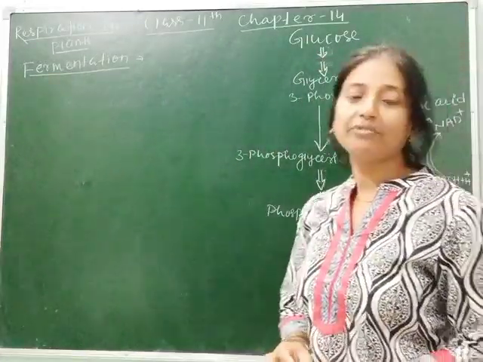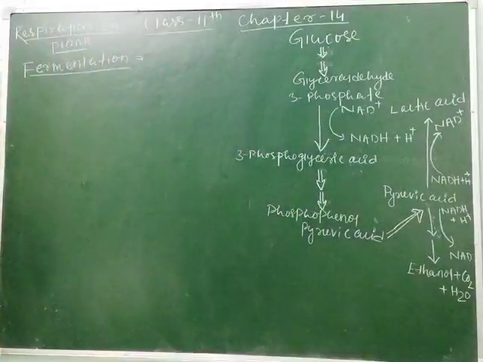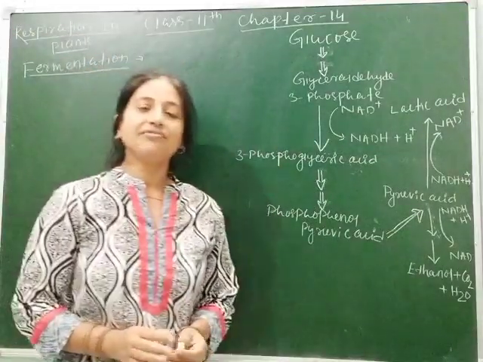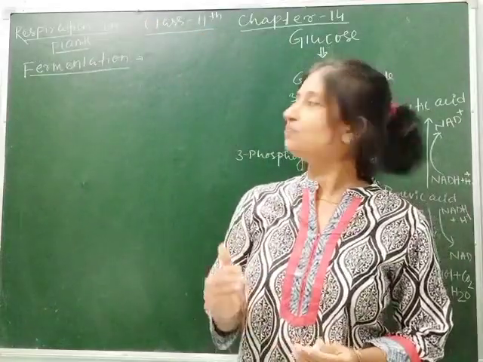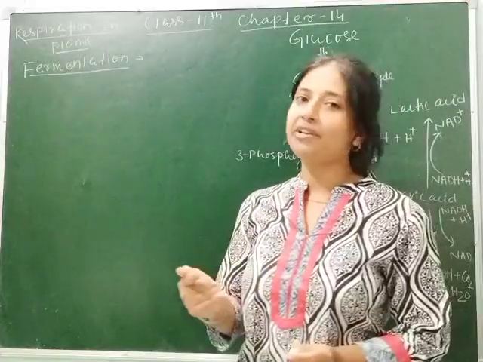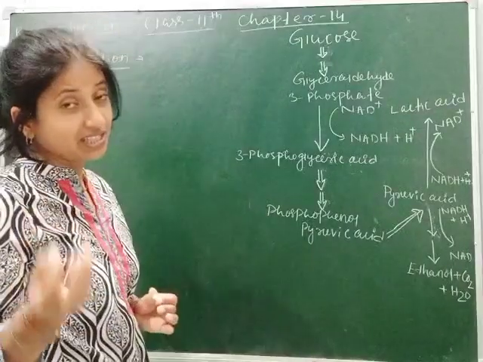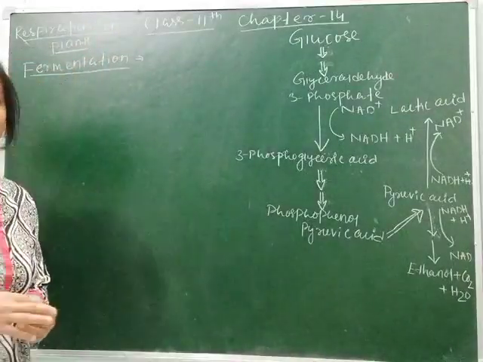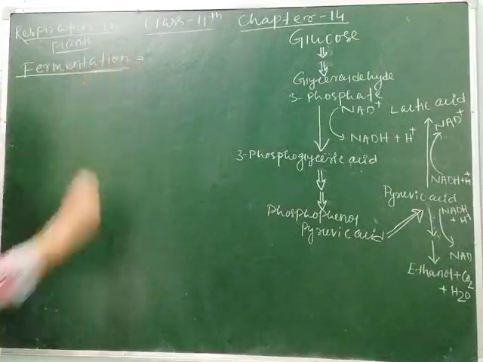Dear students, today we will continue chapter 14 of class 11, that is respiration in plants. In our last class we studied glycolysis, how pyruvic acid is formed from glycolysis. Today we will see how that pyruvic acid is used by different types of organisms, single celled and multicellular organisms. And the topic is fermentation.